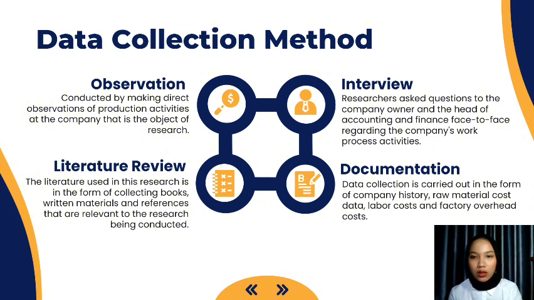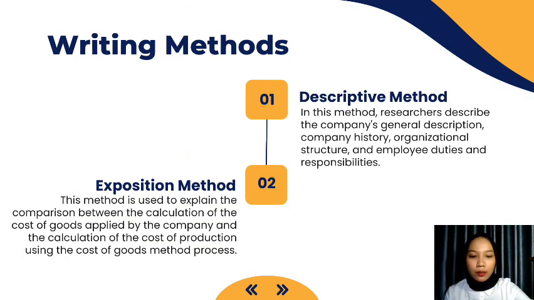Researchers ask questions to the company owner and the head of accounting and finance face-to-face regarding the company work process activities. Writing method. The writing method in this research is, one, descriptive method. In this method, the researcher describes the company general description, company history, organizational structure, and employee duties and responsibilities. Two, exposition method. This method is used to explain the comparison between the calculation of the cost of goods applied by the company and the calculation of the cost of production using the cost of goods process method.